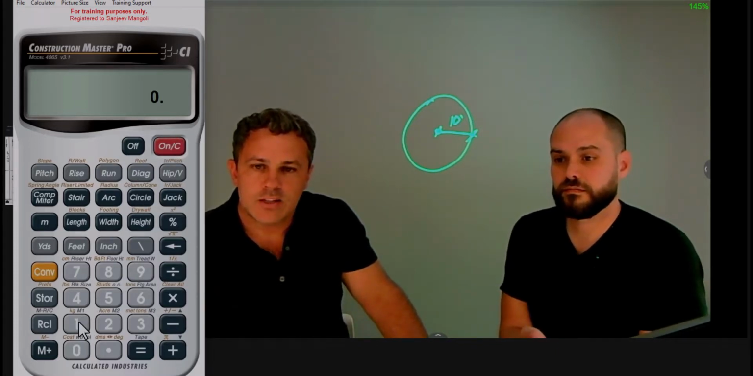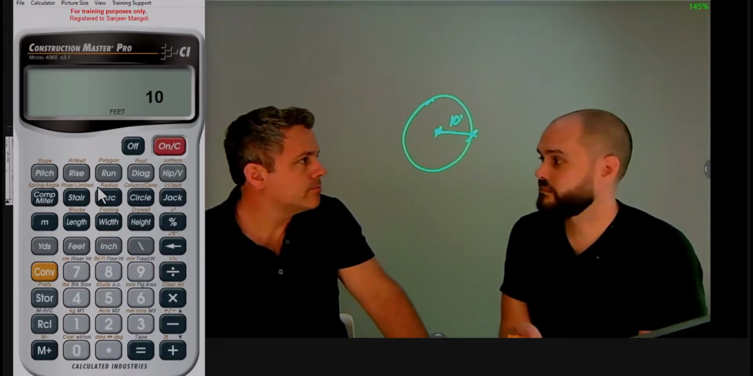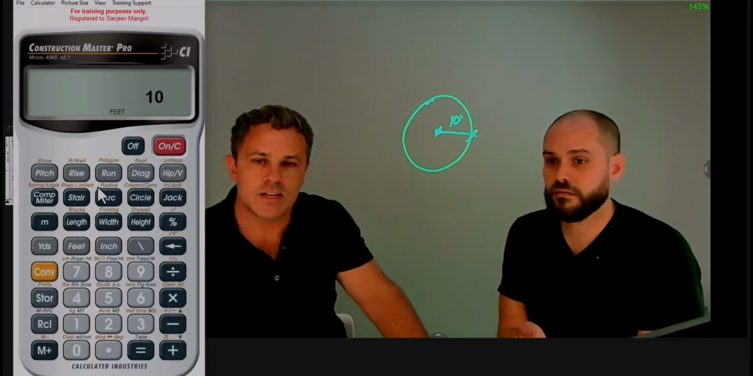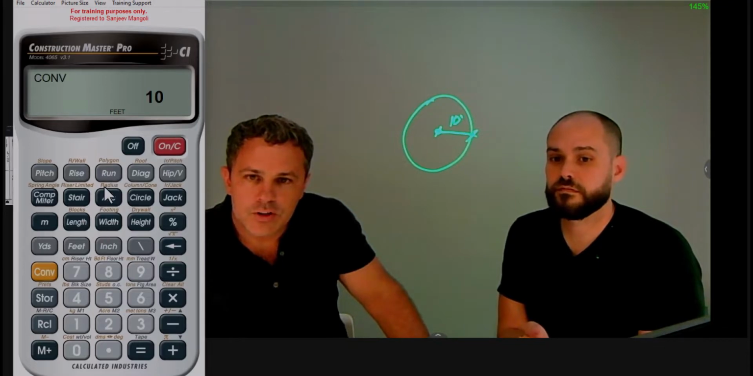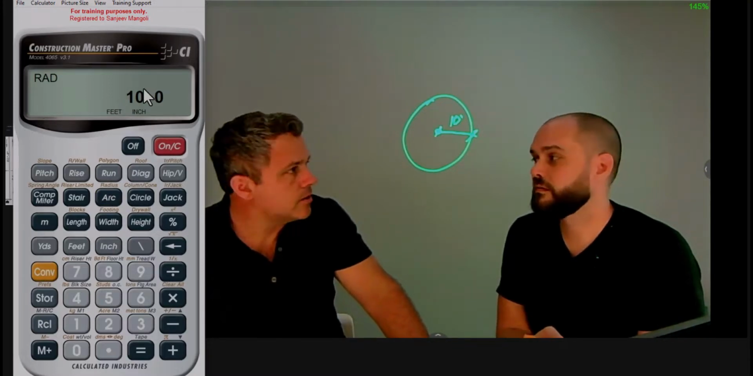So we're going to take 10 feet. You always have to enter the units of measure, whatever they give you. So it's feet or inches or yards or whatever the unit is. In this case, it's feet. And then we're also going to push convert, and above this arc button in orange, it says radius. We're telling the calculator that we're entering in a 10-foot radius there.